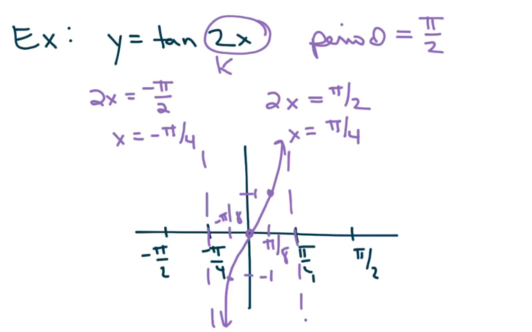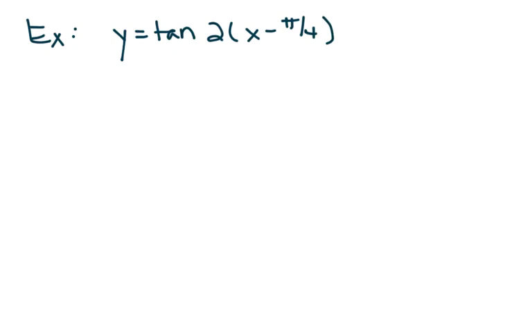Let's do this again. Let's look at y is equal to the tangent of 2 times x minus pi over 4. This one has a period change and it has a phase shift. Now the nice thing is that I know the graph gets shifted pi over 4 to the right. That's not the problem.